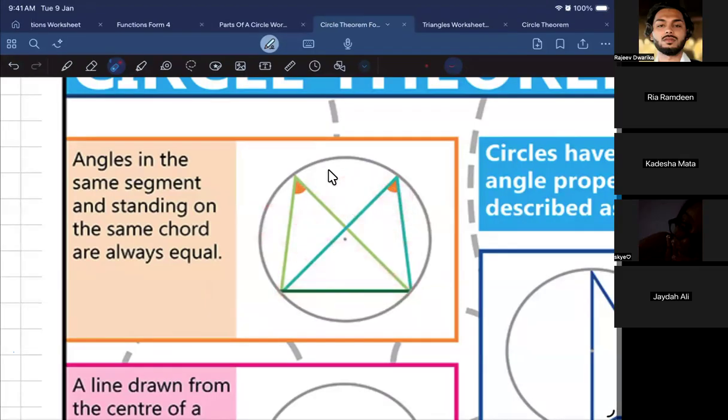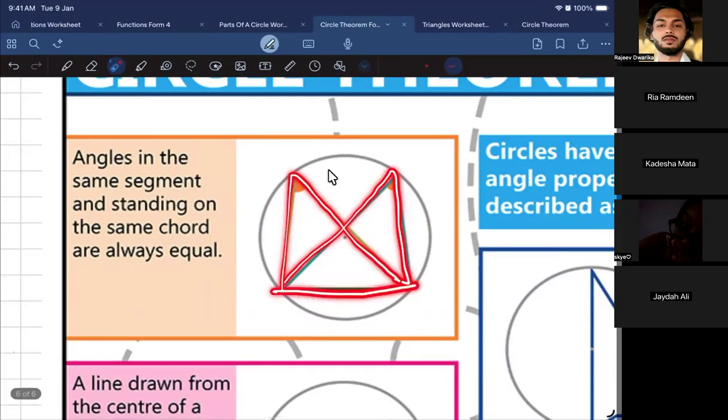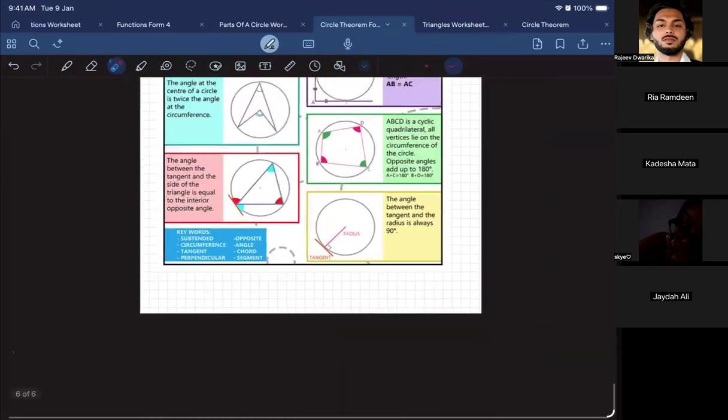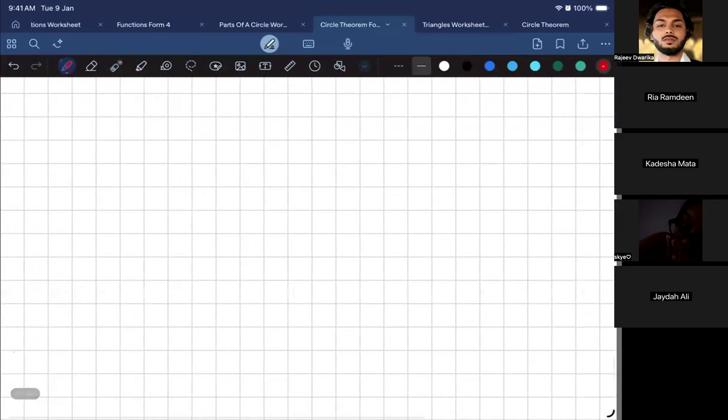Now notice something, Ria. This angle and this angle are both standing on the same chord. I want you to imagine these as legs standing on this chord, on the same chord. So once angles are in the same segment and on the same chord, they will be equal. That's the first theorem: angles in the same segment and standing on the same chord are always equal. Let me go through an example of theorem one.